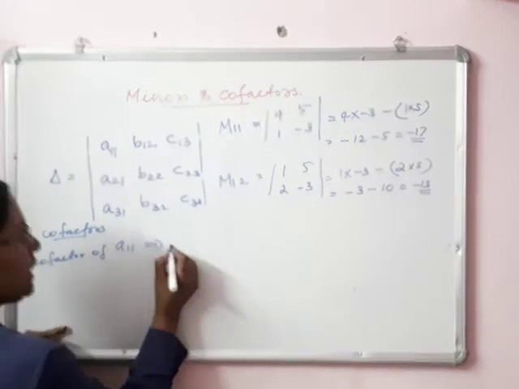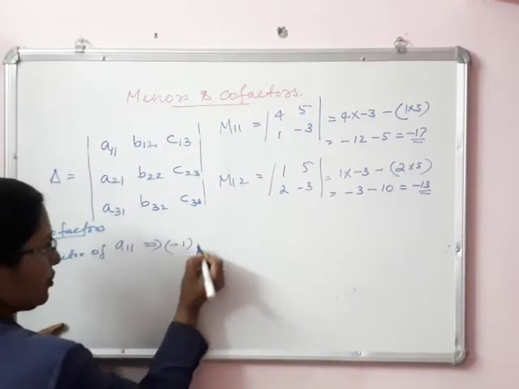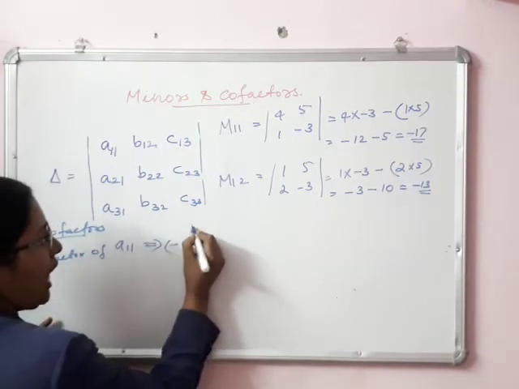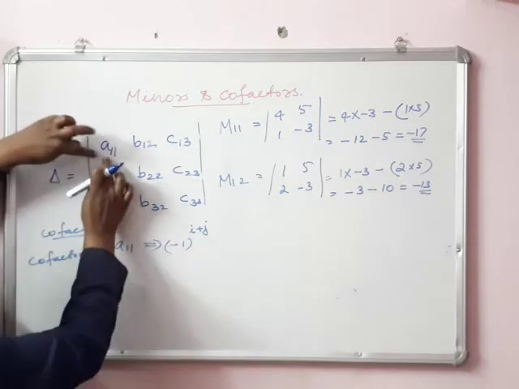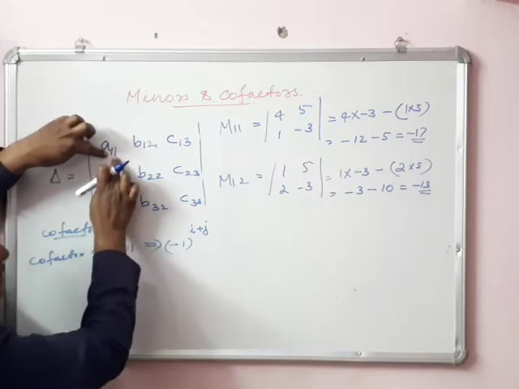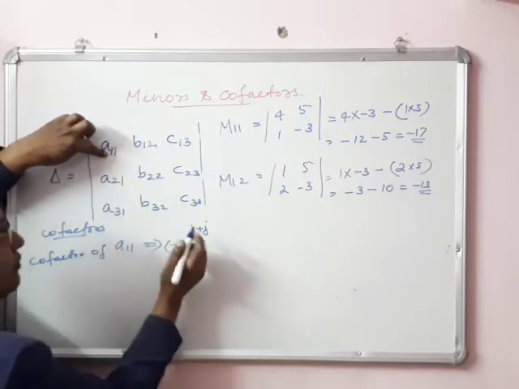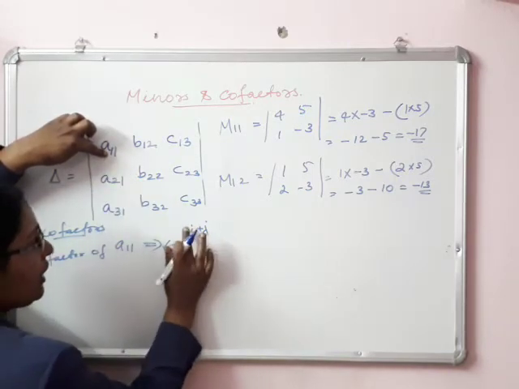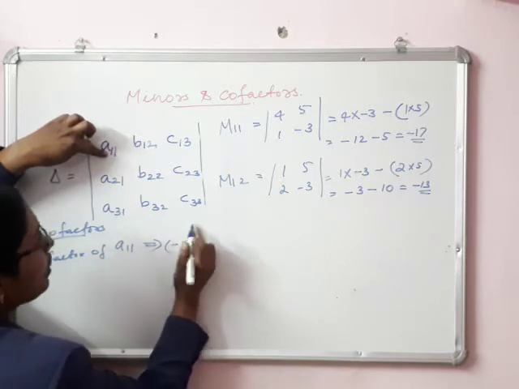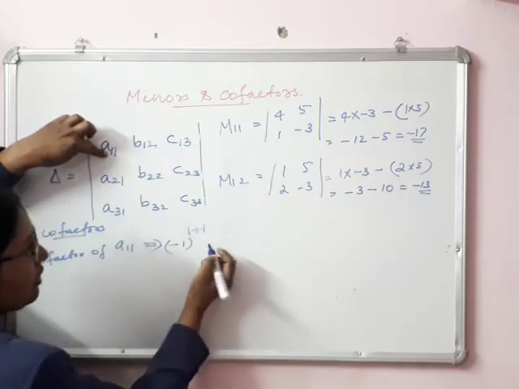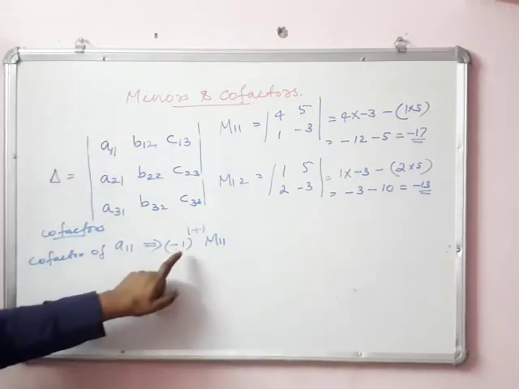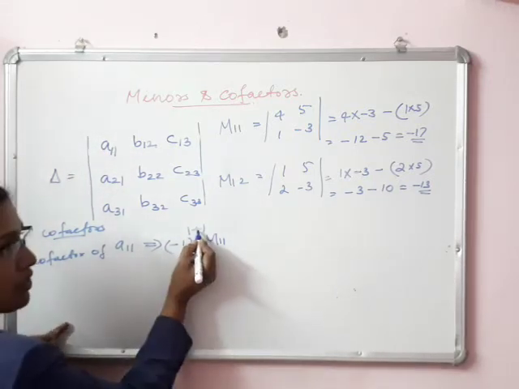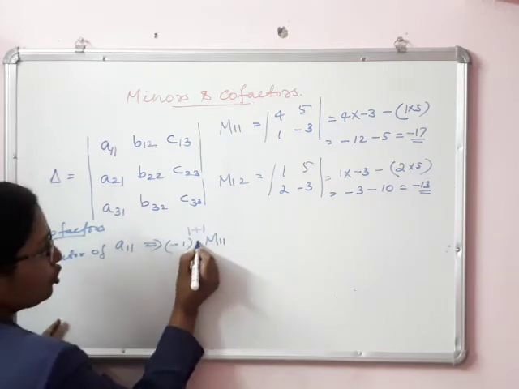So the common formula is minus 1 raised to i plus j, which means this is the ith row, jth column. The first one is the row, and the second one is the column. Here, in this first case, it will be 1 plus 1, that is M11. That is the meaning: minus 1 raised to 1 plus 1, that is i plus j, into M11.